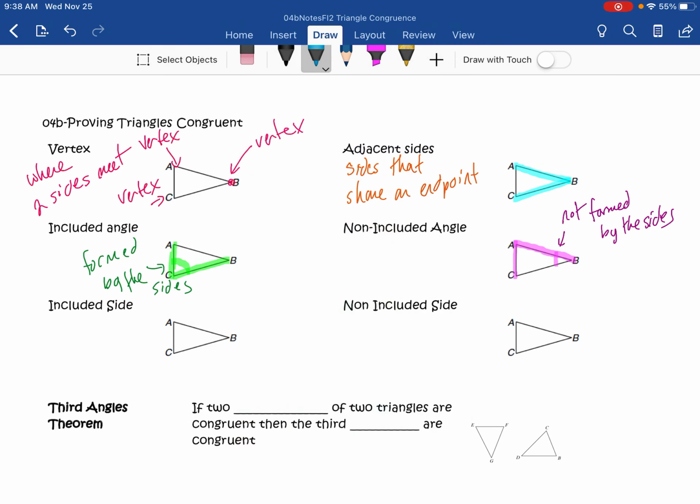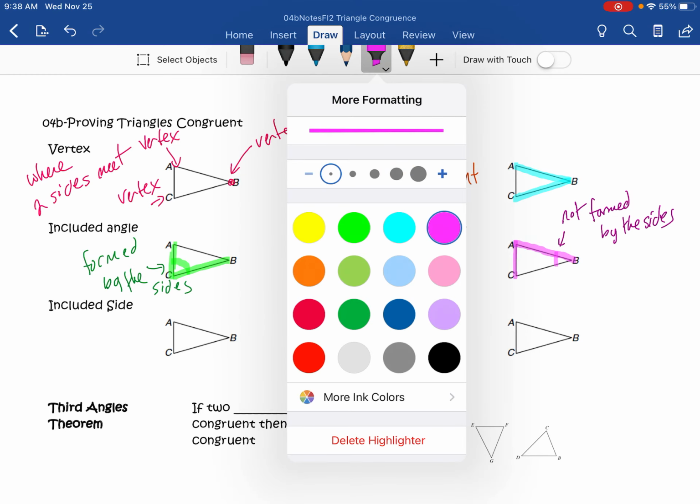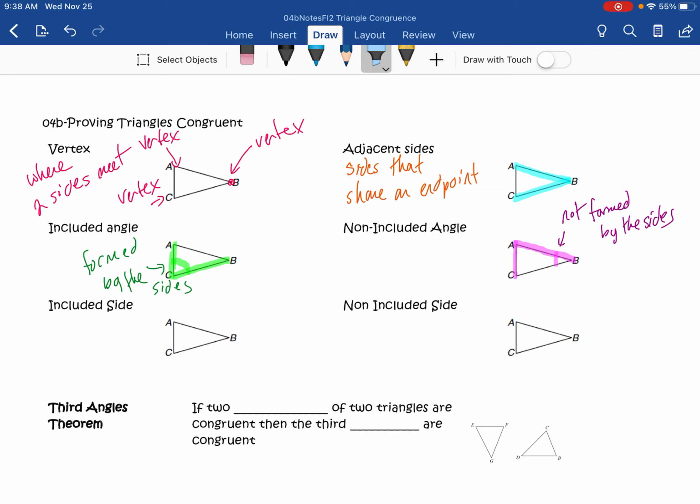An included side also. Okay, so an included side, if we're talking about AC, well, AC would be the included side of angle A and angle C. Okay, so the endpoints are vertices of the angle.